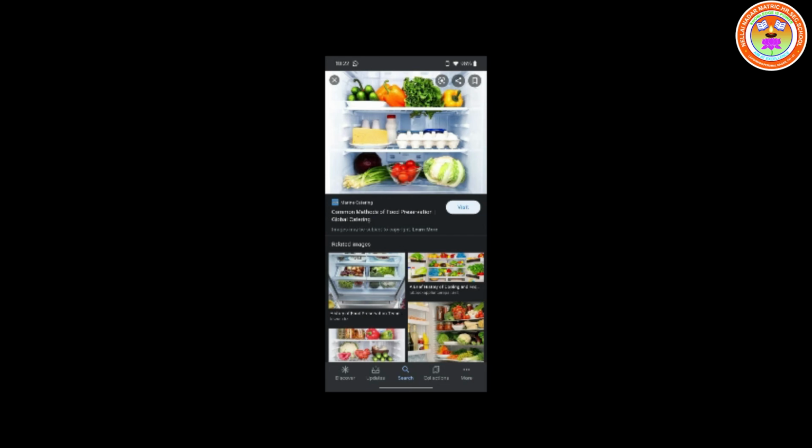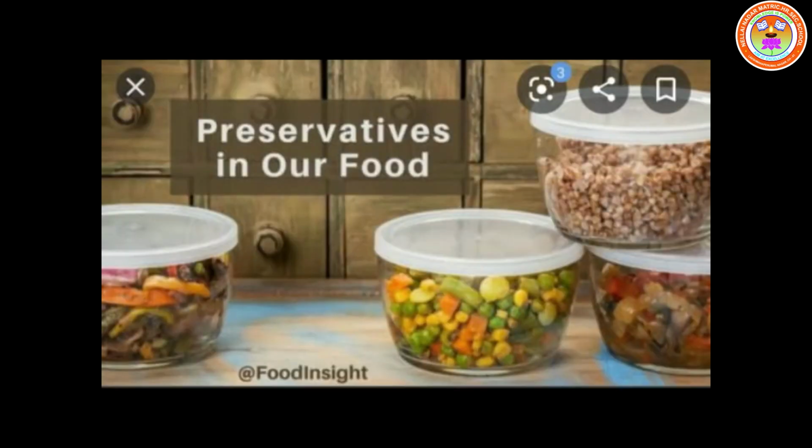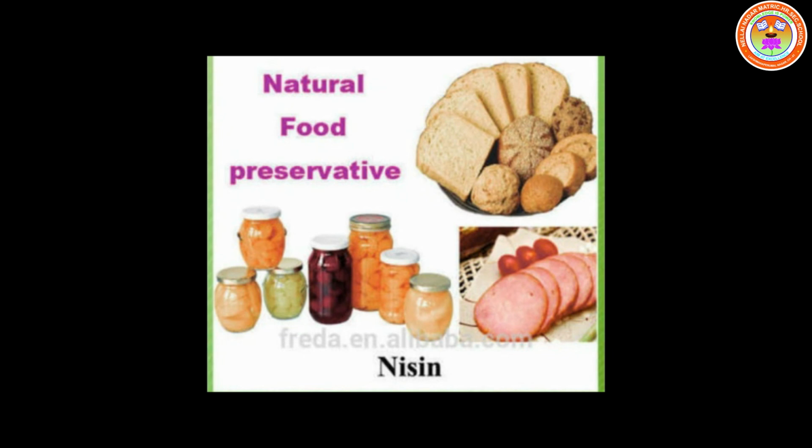Addition of preservatives. Preservatives are added to food to help prevent or slow spoilage due to bacteria, mold, fungi or yeast, as well as to slow or prevent changes in the food color, flavor or texture, delay rancidity, and maintain freshness. Types of preservatives. There are two types of preservatives: natural and artificial. In natural preservatives, salt, sugar and oil are used.